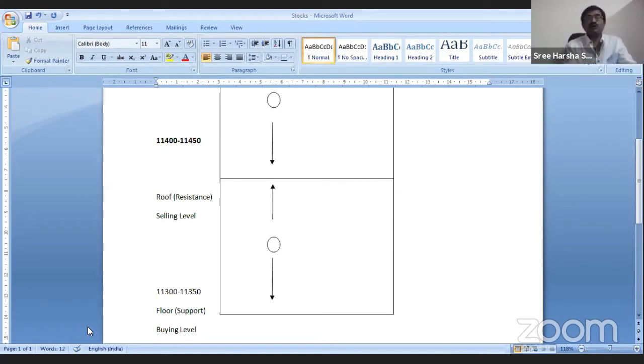Now let's look at this. Let me take this ball and throw this up to the roof. It touches the roof. And once it touches the roof, what happens? It will fall down, correct? So when it touches the roof, it will fall down, right?